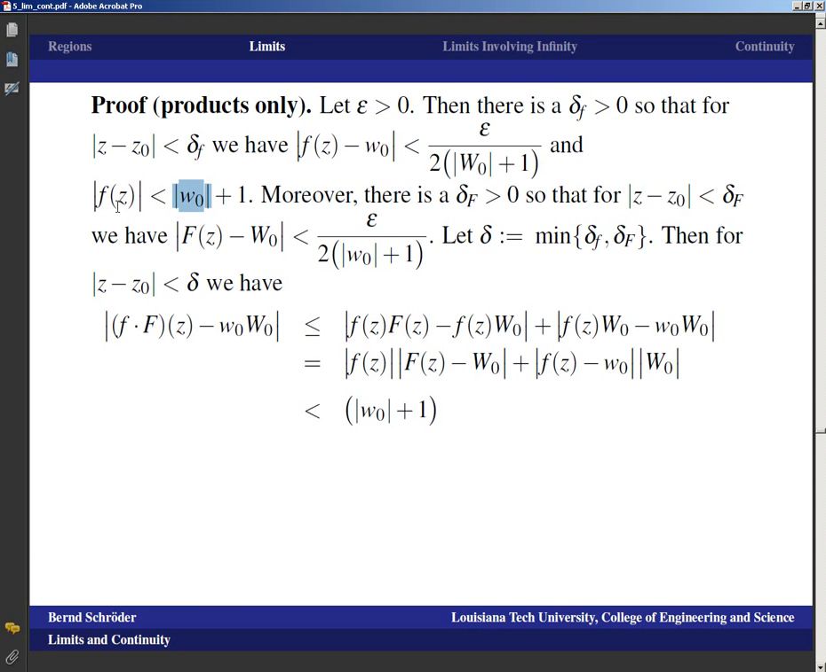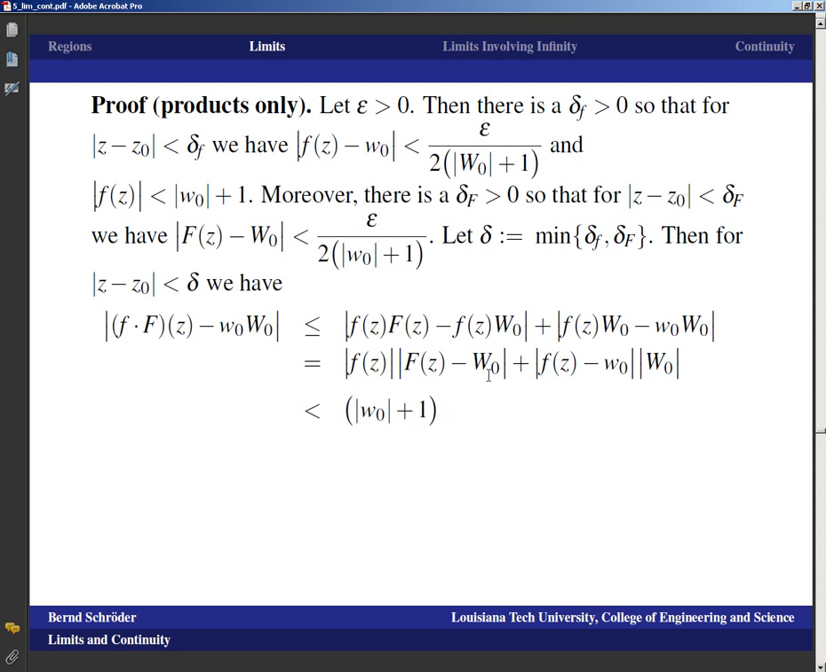And f of z minus w0, I can make that arbitrarily small, which means in particular, I can make it smaller than 1. So that means as long as I choose my delta the right way, this really does work out. Okay, let's keep going. As we've just established, for z minus z0 smaller than delta, yes, we can get that the absolute value of f of z is smaller than the absolute value of w0 plus 1. Boy, that highlighting is terrible.